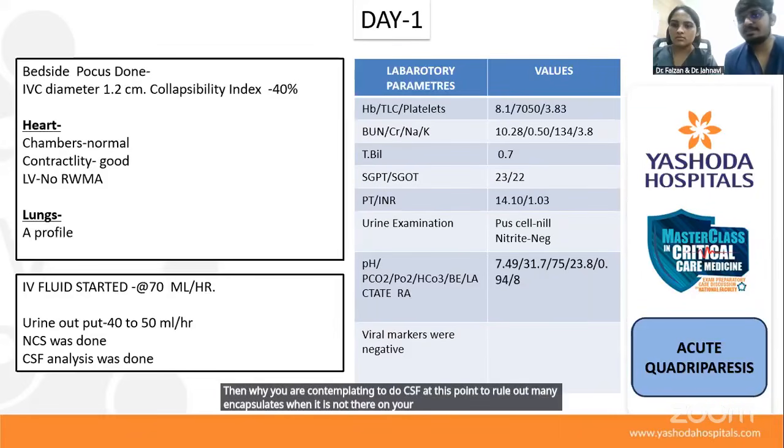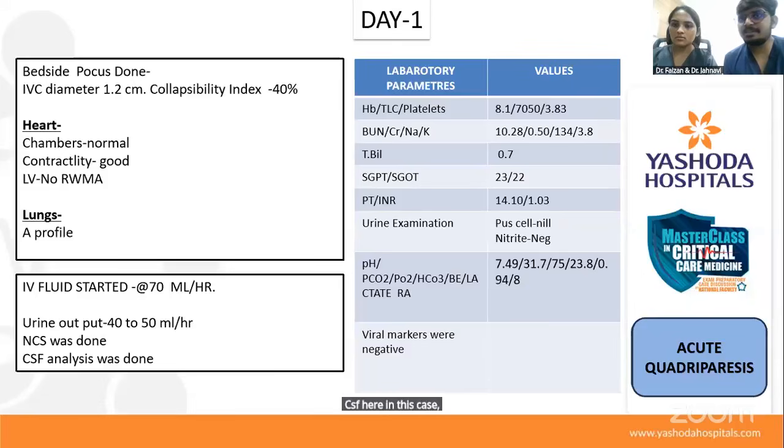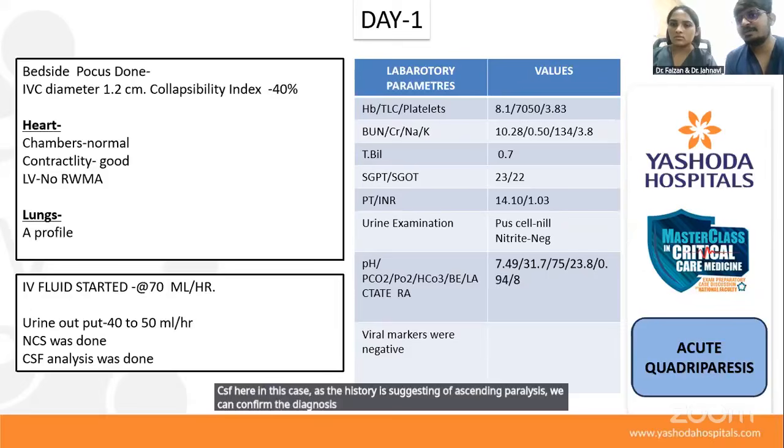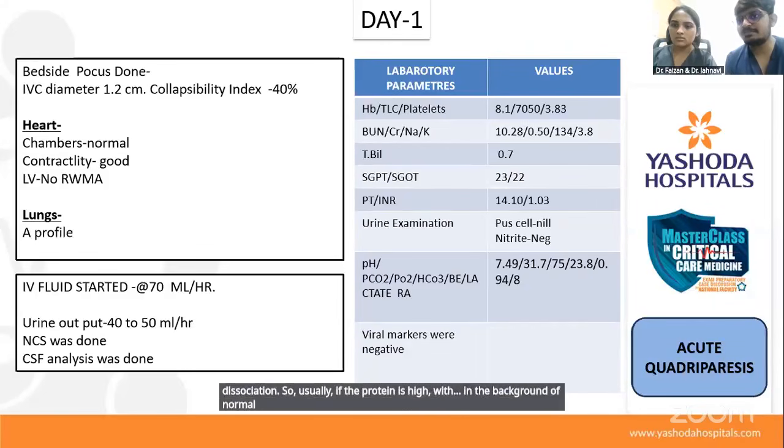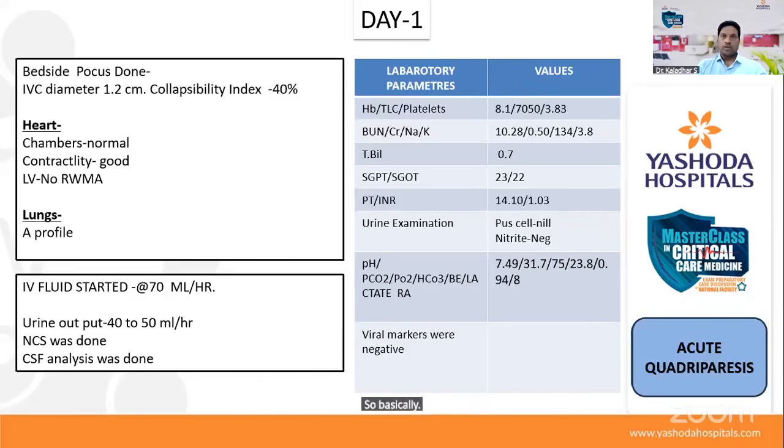CSF here in this case, as the history is suggesting ascending paralysis, sir, we can confirm the diagnosis of GBS using albuminocytological dissociation. Usually, if the protein is high in the background of a normal WBC count in the CSF, then it is GBS. So basically you mean to say you will look at albuminocytological dissociation.